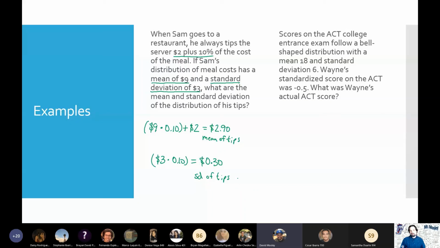So they don't both just automatically get the same calculation. They only get the part of the calculation that has an effect. So the mean, because it's affected by addition and multiplication, gets both. Standard deviation, because it's only affected by multiplication, doesn't need to worry about the addition. So we only do the multiplication. Any questions on this first example?